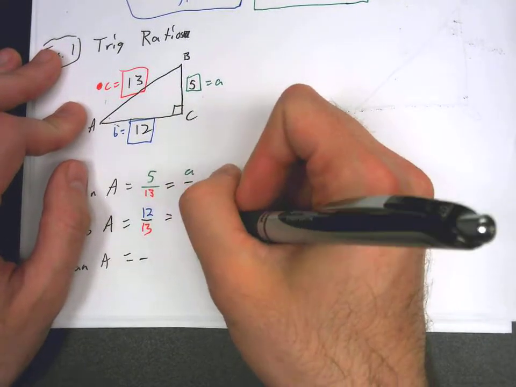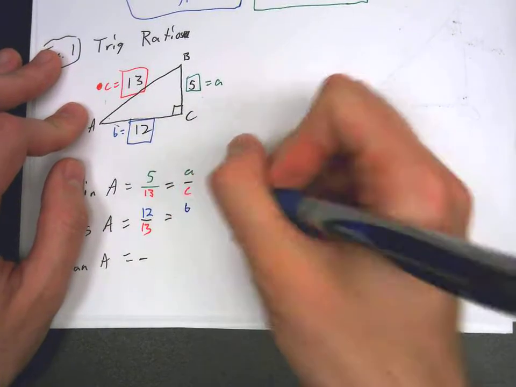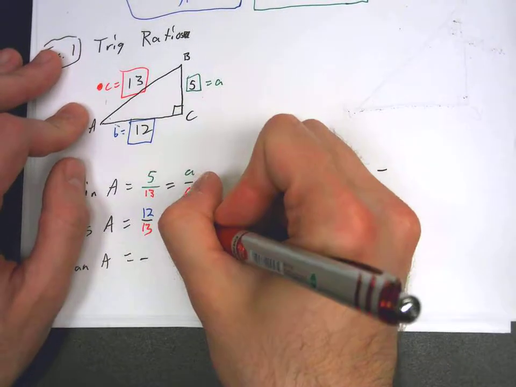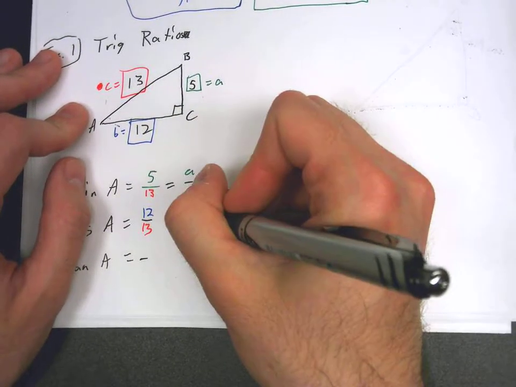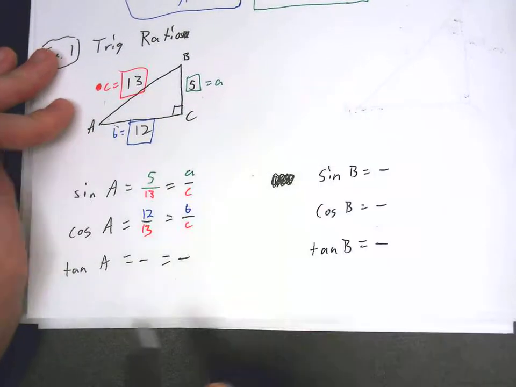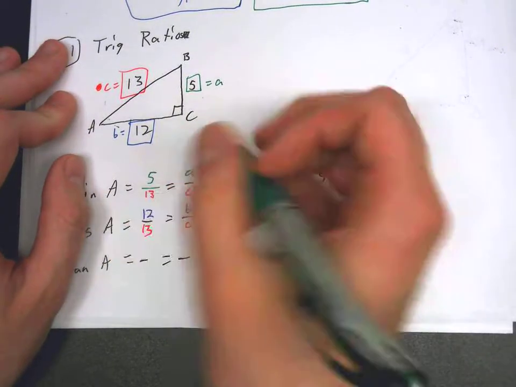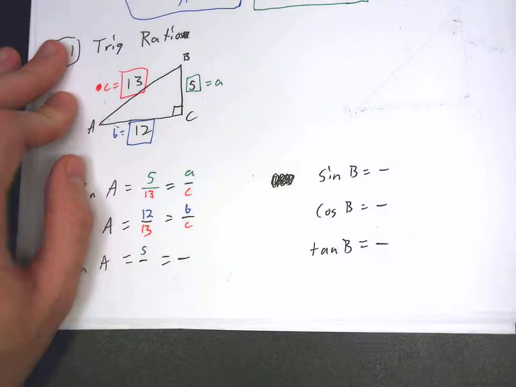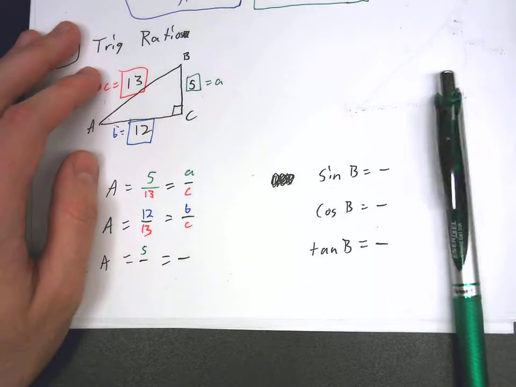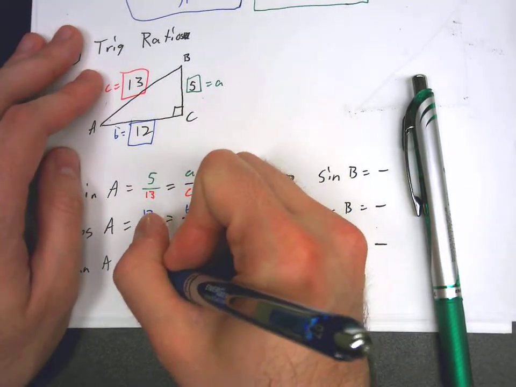This one would be B over C. And then our last one we have here is our tangent. And this is the one that doesn't use the hypotenuse at all. It's going to use our opposite of 5 over our adjacent of 12.